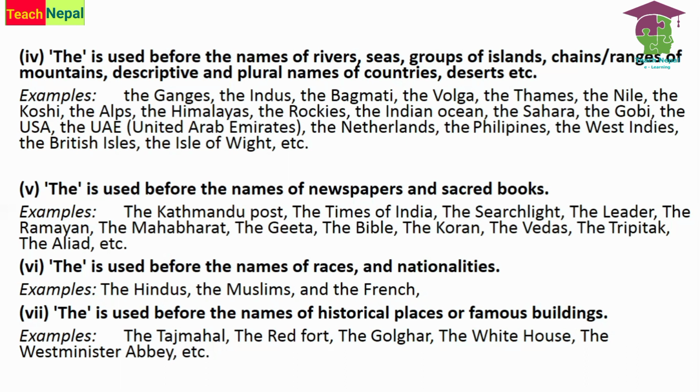The is used before the names of races and nationalities, the Hindus, the Muslims, and the French also in this way we can use. Next, the is used before the names of historical places or famous buildings, the Taj Mahal, the Red Fort, the Golghar, the White House, right? In this way, the Westminster Abbey.